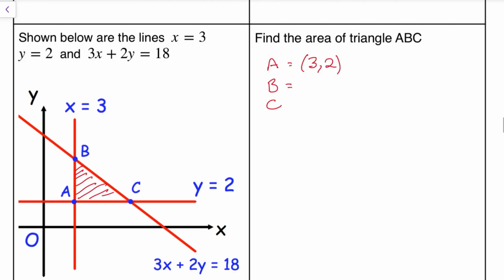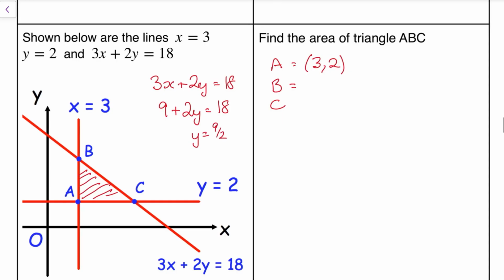B is where, if I pick the line 3x plus 2y equals 18, B is specifically where x equals 3, because it lies on the x equals 3 line. So therefore, x equals 3, so that's 9 plus 2y equals 18, which means y equals 18 minus 9 divided by 2, which is 9 over 2. So therefore B is equal to 3 across, and 9 over 2 up.